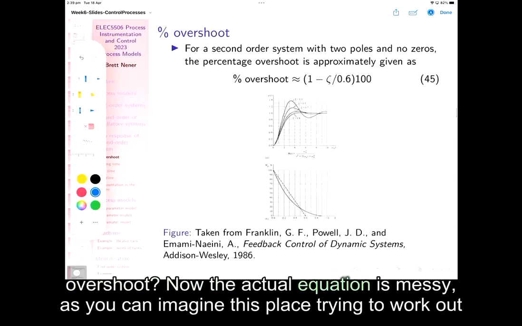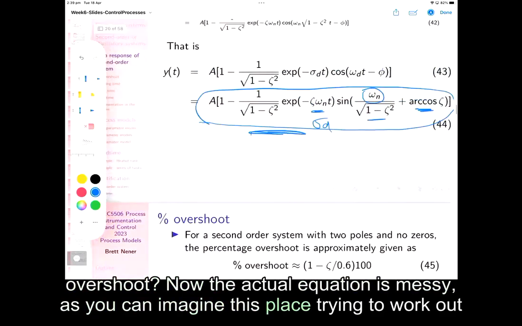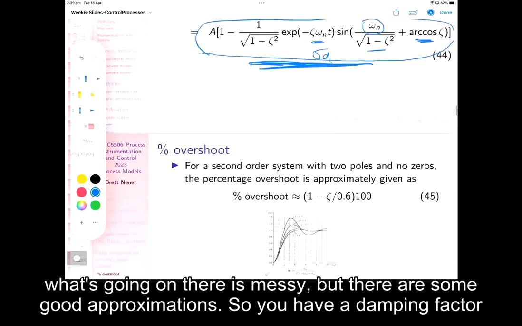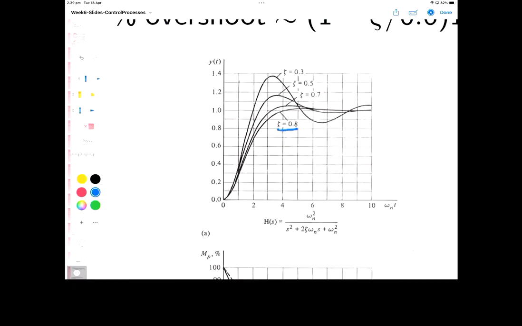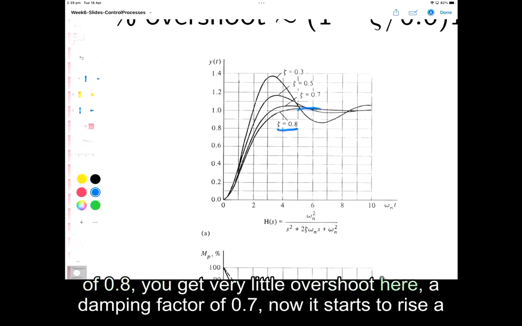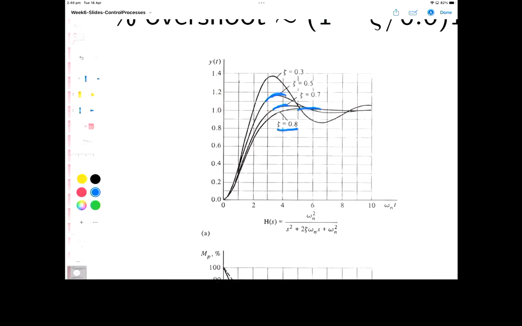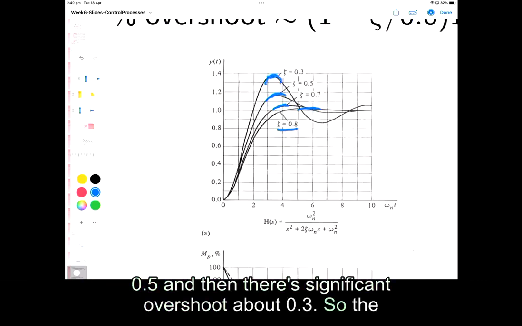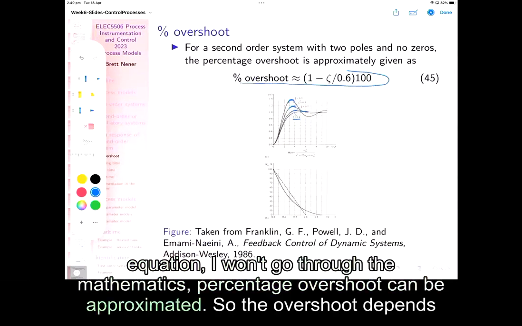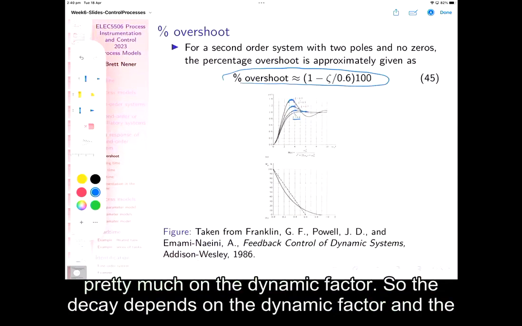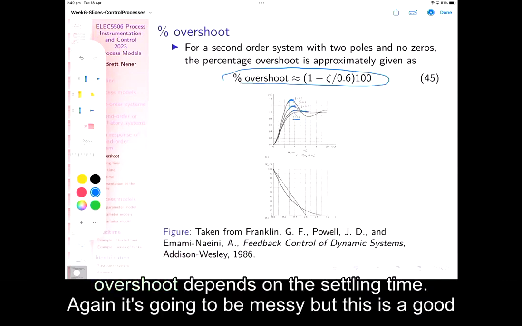One of the questions you're asked is, what is the percent overshoot? Now, the actual equation is messy, as you can imagine. Trying to work out what's going on there is messy, but there are some good approximations. With a damping factor of 0.8, you get very little overshoot. With a damping factor of 0.7, it starts to rise a bit, 0.5, and then there's significant overshoot, about 0.3. Yeah? So the equation, I won't go through the mathematics, percentage overshoot can be approximated. The overshoot depends pretty much on the damping factor.